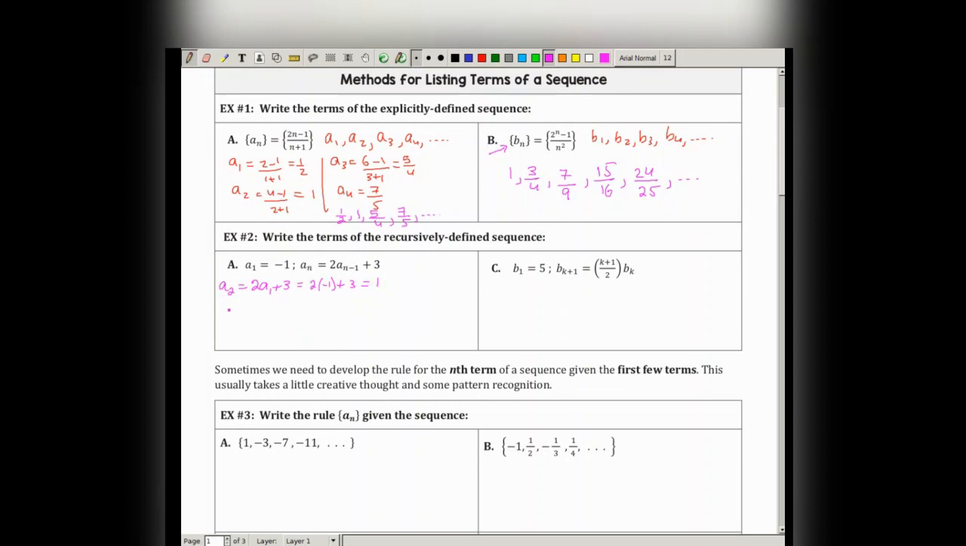Then a3 is 2 times a2, right? Because 3 minus 1 would be 2, and then plus 3. So it would be equal to 2 times this previous one that came from here, plus 3, and that gives me the 5.